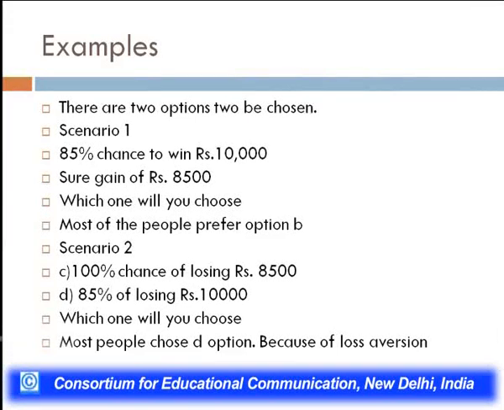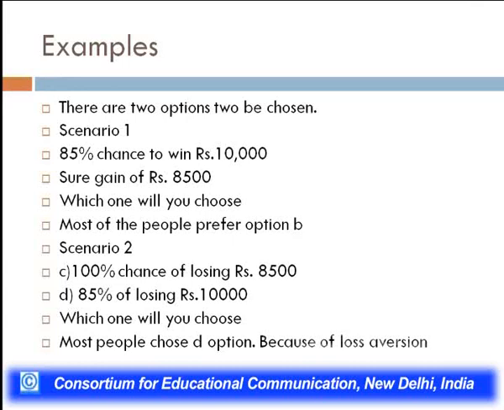Now, we will take another example. There are two scenarios. Let us first talk about scenario 1. Which option will you choose? Option 1 is an 85% chance to win rupees 10,000. Option 2 is a sure gain of rupees 8,500. Which one will anybody choose? We see that most people will prefer option B, where there is a sure gain of 8,500. Why? Because when they are gaining money, people don't want to take risk, they are risk averse.